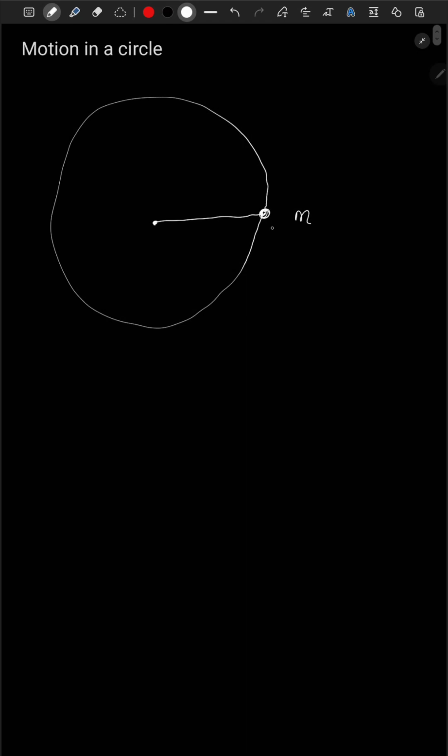Let's assume that this is at position 1, and at some point it would be here at position 2 as it travels along the circle. So this would be the center of the circle. So this would be the radius, and the distance it has covered would be the arc length of the circle. We denote it as S, arc length.